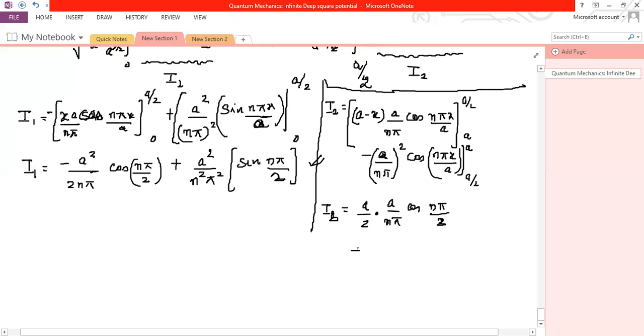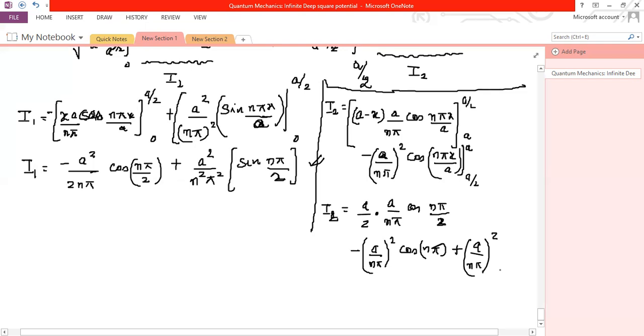Plus, sorry, minus. If I write a here, a gives me 0. So don't worry about it. If I now write a here, so it will give me a upon n pi whole square. And this will give me cos of n pi. And again a negative, and a negative is already residing outside. So plus a upon n pi whole square.